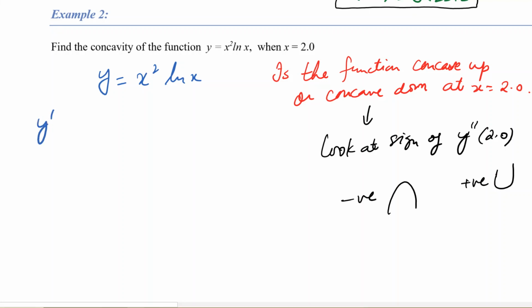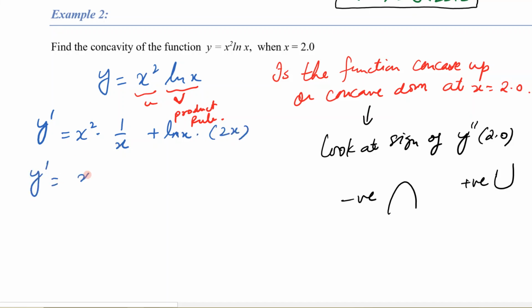Here we're going to use the product rule because this is our u, this is our v. If you haven't done it before, you should look at the product rule video where we sing a song. 1d2 plus 2d1, product rule is so much fun. So x squared as it is, the derivative of ln x is 1 over x, plus ln x as it is, the derivative of x squared is 2x. So x squared over x, just one x is left. So we get x plus 2x ln x.